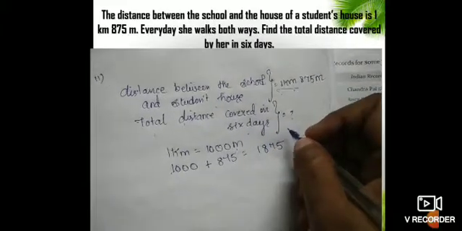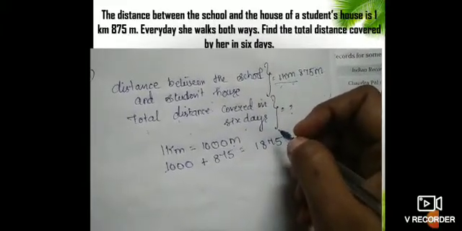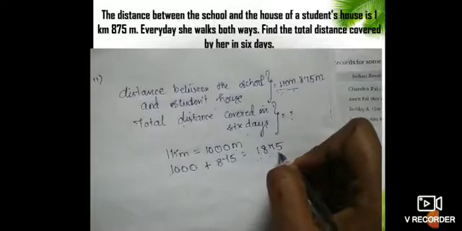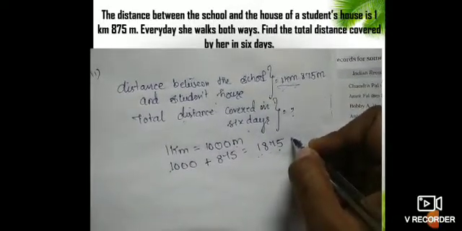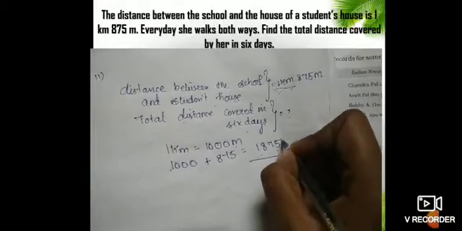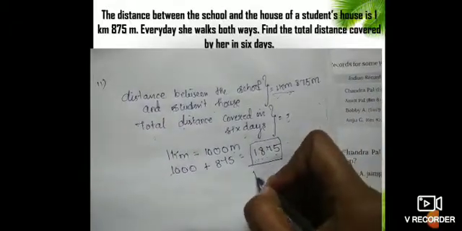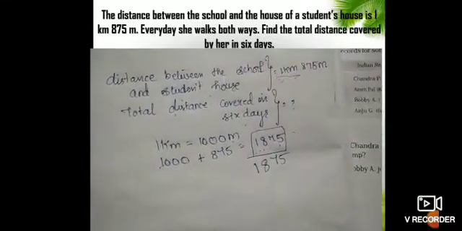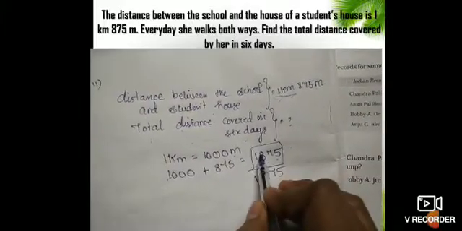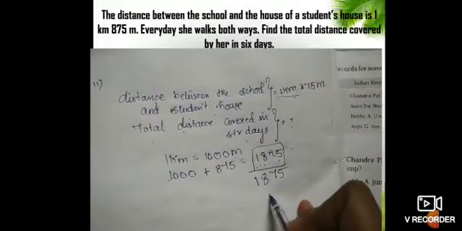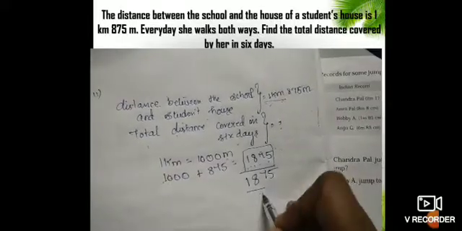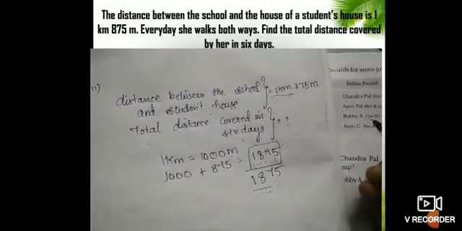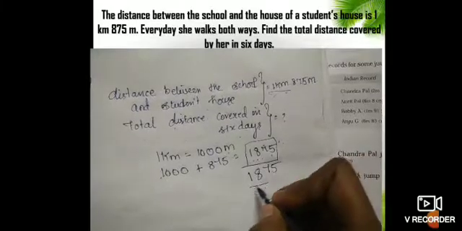If 1 chocolate is 2 rupees, then for 5 chocolates, what will you do? 5 into 2 is 10. So in 1 day you can travel 1875. Then in 6 days. So before going to that, you have to add this again with 1875. Why, children? Because it is only the distance between school and student's house. Now we have to add the distance between student's house to school, right? Yes. The distance while going and the distance while coming back, both we have to add, right? So we have to add.